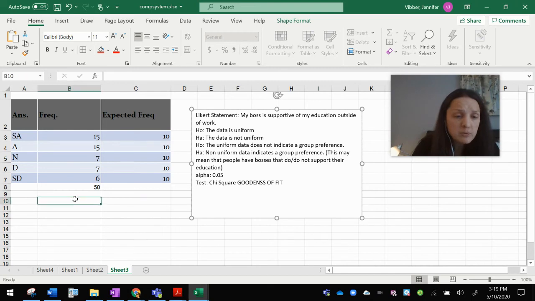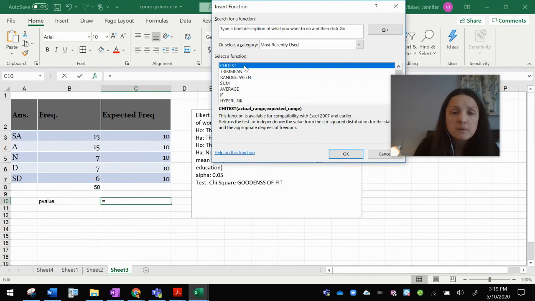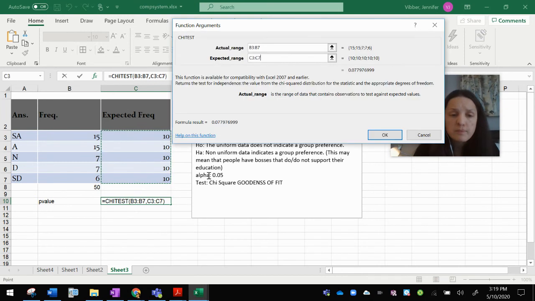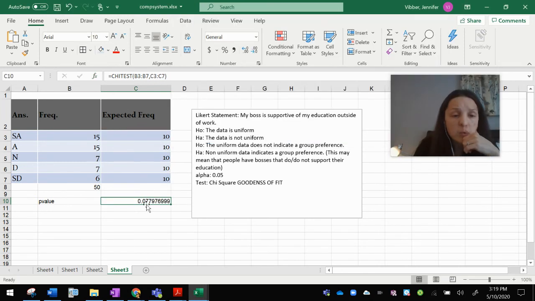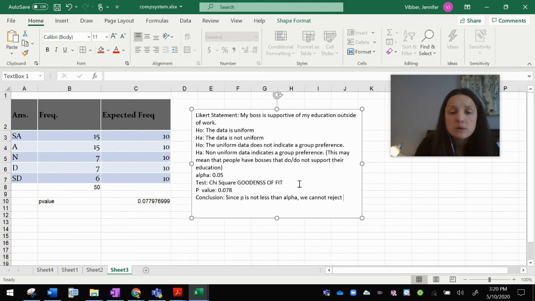Now I need to get my p-value. So I am going to calculate a p-value. I am going to do that by clicking on fx again. My actual range are the frequencies I got. My expected range is this one. And I got 0.07. Pretty close, but not good enough. So our p-value is 0.077. And so our conclusion is, since p is not less than alpha, we cannot reject H sub O.